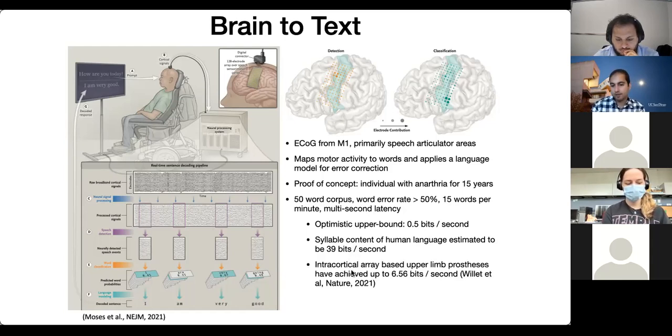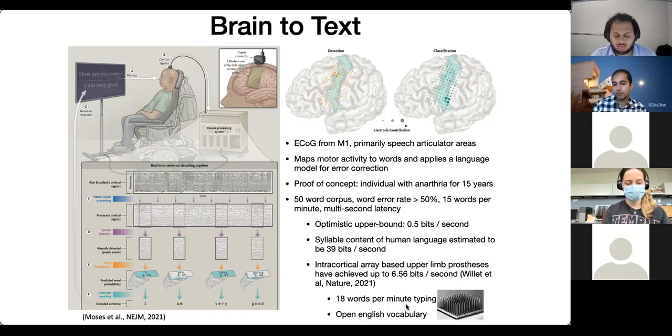But if we compare this to intracortical array-based techniques, like that Willett paper that I mentioned before, I estimate that at about 6.5 bits per second. So maybe we're closer than we think we are, right? That example gives me about 18 words per minute typing, open English vocabulary, right? If I had to choose a communication interface, I'd probably choose this one today. But if I put these two results together, I think the future is really promising for developing this technology.